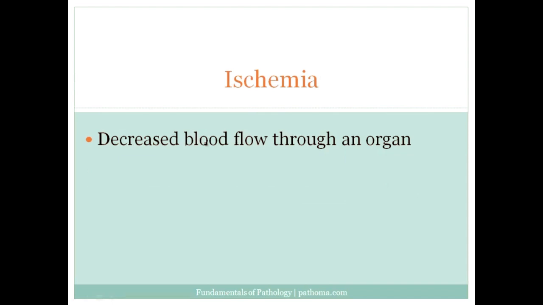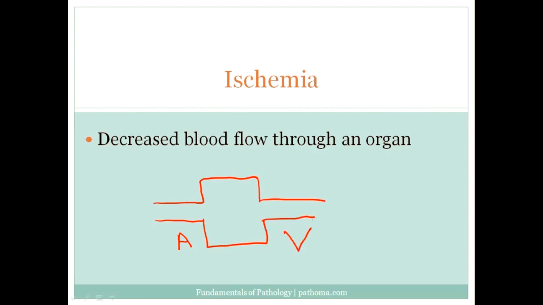Ischemia is decreased blood flow through an organ. Probably the easiest way to think about this is, I'll draw you an image here. This is the artery, and it is feeding any organ. It doesn't matter for this particular discussion. And this is the vein, which is draining that organ. Now, ischemia refers to decreased blood flow through that organ. So this is the way that blood would be flowing through the organ, obviously.